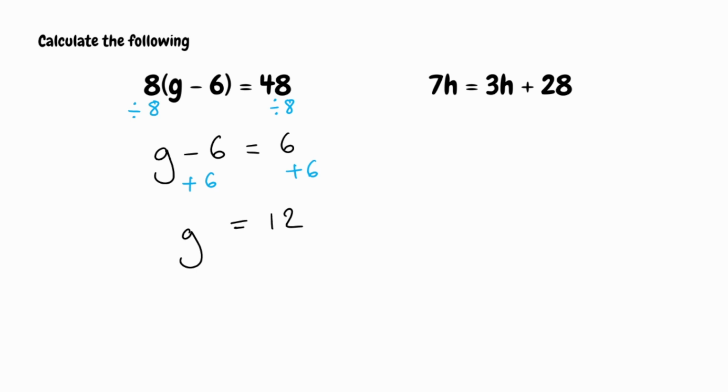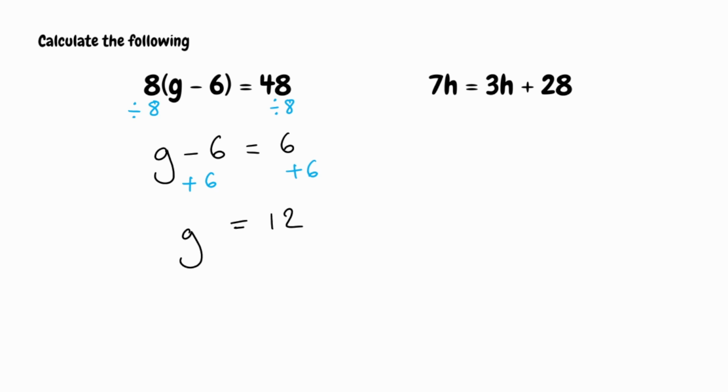And then for this very last example, we've got 7h is equal to 3h plus 28. So this equation is slightly different. We can see that we've got terms of h on both sides of the equation. So what we can do when we have an example like this is to get rid of our smallest coefficient of our variable. So we've got 7h on the left-hand side and 3h on the right-hand side. So we're going to get rid of the smallest coefficient, so we're going to get rid of this 3h.